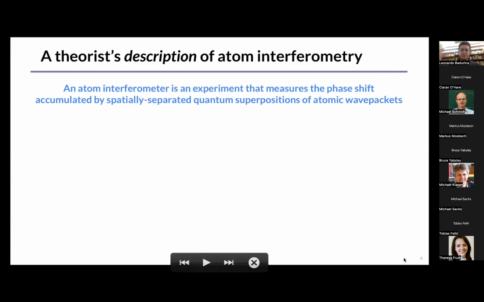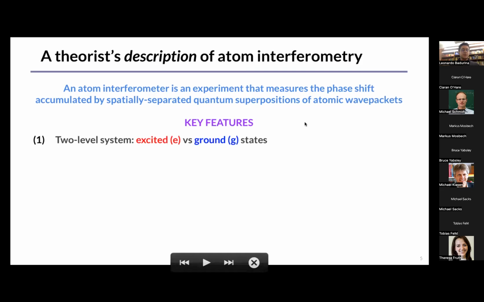So how would I, as a theorist, describe atom interferometry? Well, atom interferometry can be succinctly described as an experiment that measures the phase shift accumulated by spatially separated quantum superpositions of atomic wave packets. Now, this may sound a bit abstract, but I'll try in this first part of the talk to build up on this definition to ultimately give you a pictorial understanding of this experimental technique. But from this description here, we can start off with identifying some key features of atom interferometers.